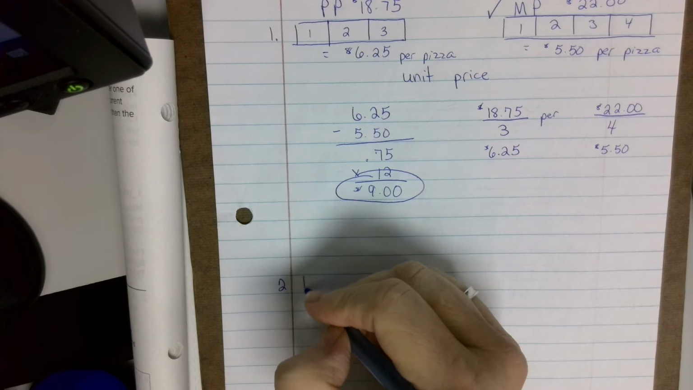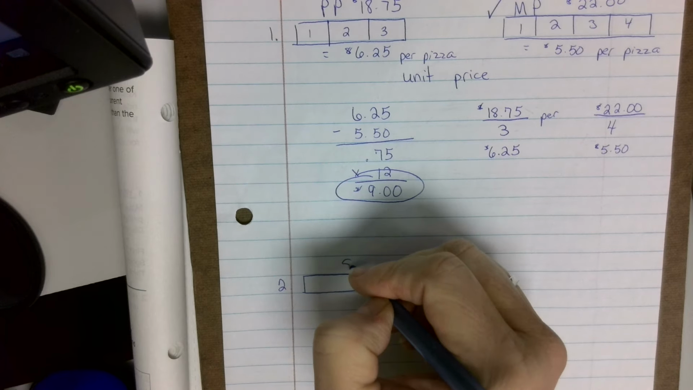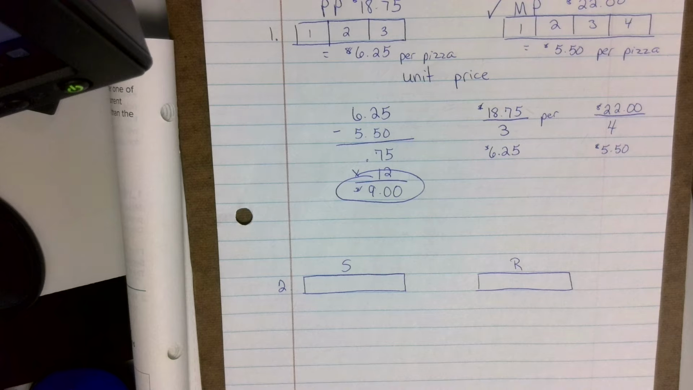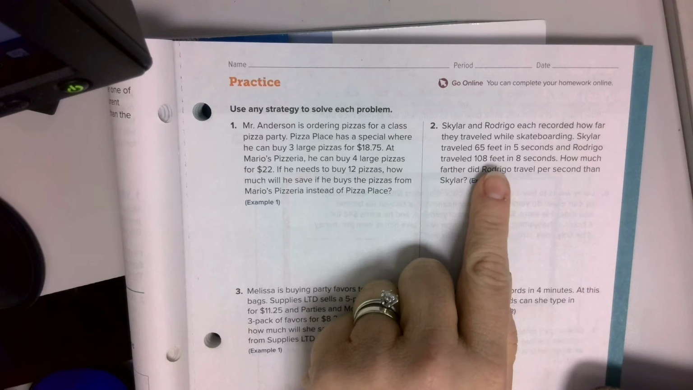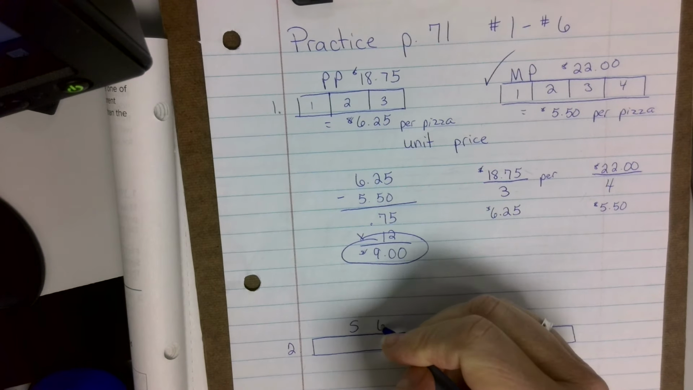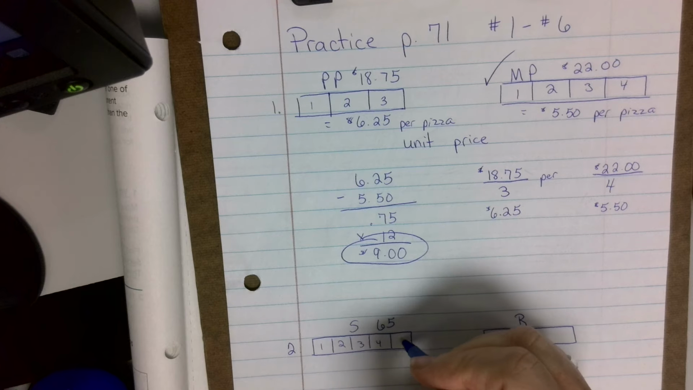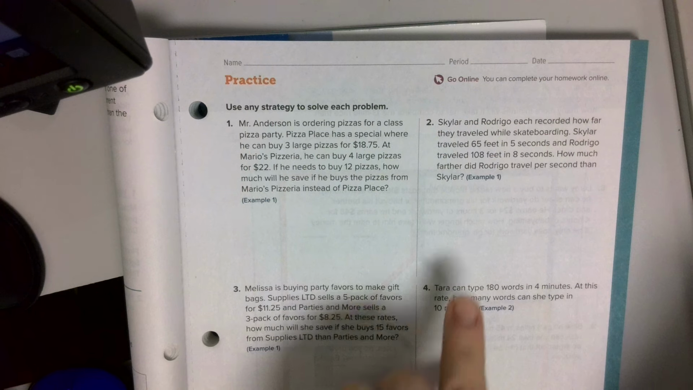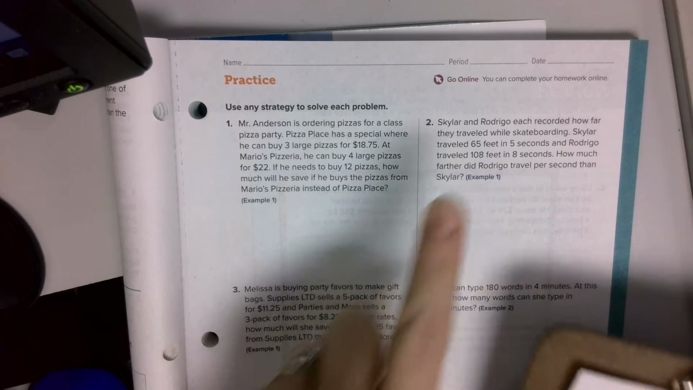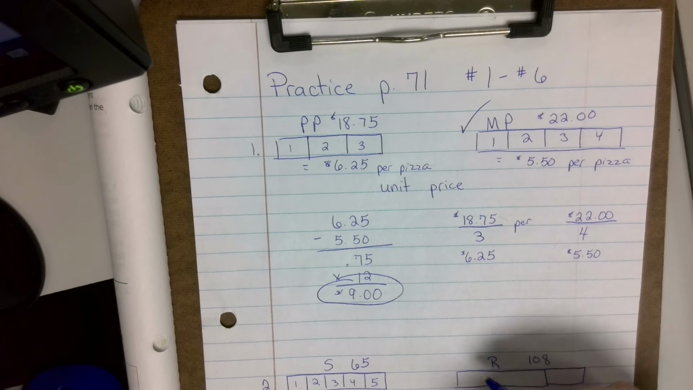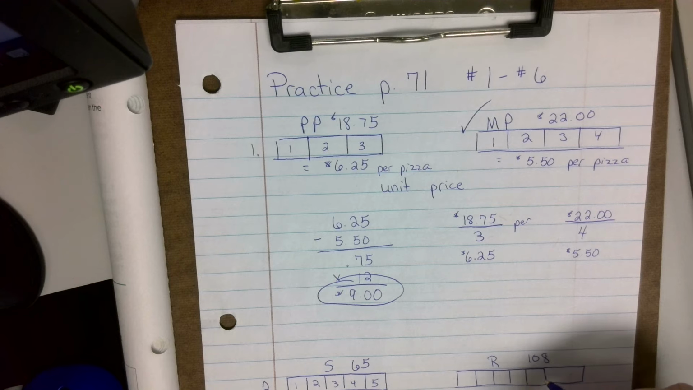So I could also use a bar diagram. And I know this bar diagram is going to represent Skylar. This bar diagram is going to represent Rodrigo. And I look back at the problem, and it tells me Skylar traveled 65 feet in 5 seconds. So there's 1, 2, 3, 4, and 5. So that's the seconds. Rodrigo traveled 108 feet in 8 seconds. So I need to make this one a little longer because it's 108 feet. And he traveled 8 seconds. 1, 2, 3, 4, 5, 6, 7, and 8.